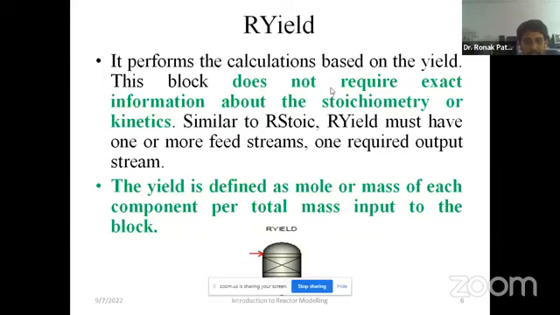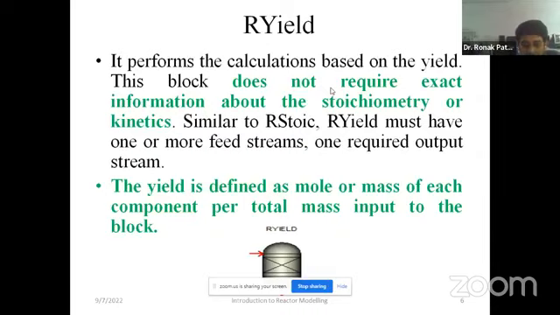RYield is again based on, it does not require the stoichiometry of a reaction, unlike RStoic, which requires the stoichiometry. The yield in this reactor module is defined on a mole basis or a mass basis, which is the mole or mass of a component per total mass input of the block. Again, for RYield, it does not consider the thermodynamic feasibility of a reaction, and it also does not require the kinetics of a reaction.